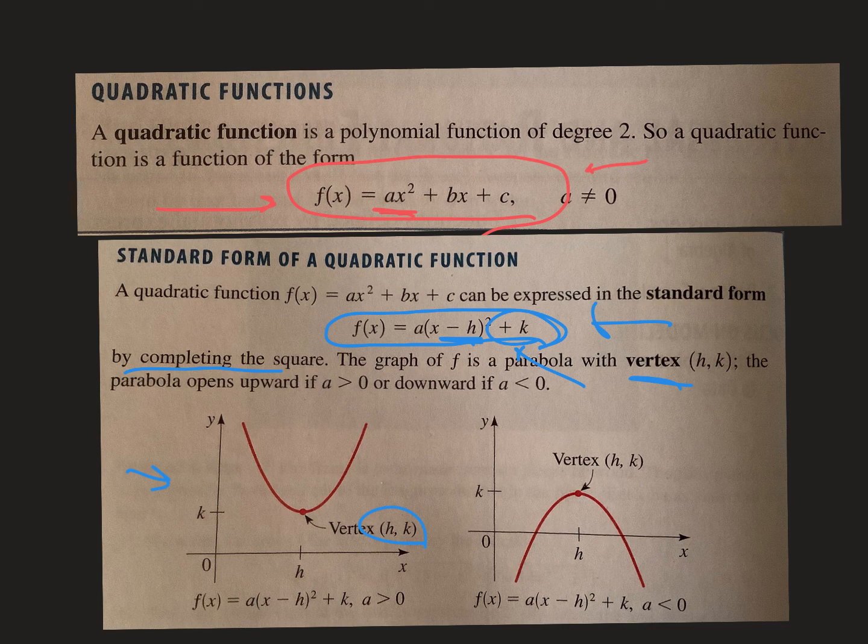The parabola may open up or open down. That depends on the a. If a is positive, look where the a is. The a is in front of your parentheses. If it's positive, it's going to go up. If a is negative, it's going to go down.